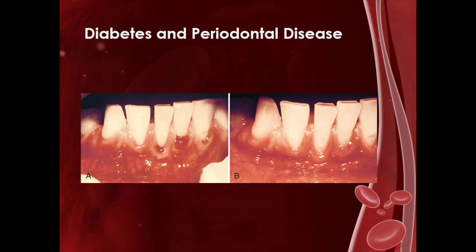Image A shows a patient whose blood glucose level was above 400 milligrams per deciliter. You can clearly see the ulcerated areas along the gingival margin. Image B was 4 days after insulin therapy. The patient was able to get their glucose level to right at 100 milligrams per deciliter. So you can see just with correct glycemic control, wounds are able to start healing.